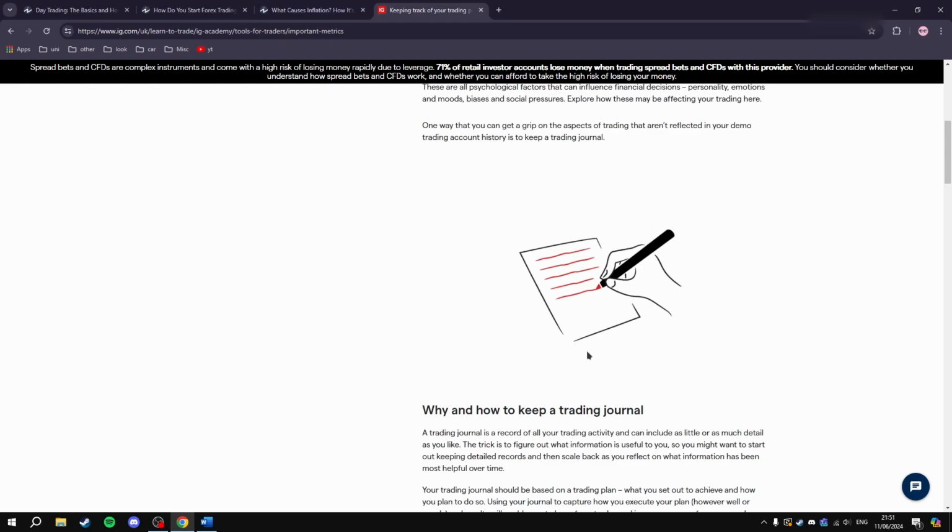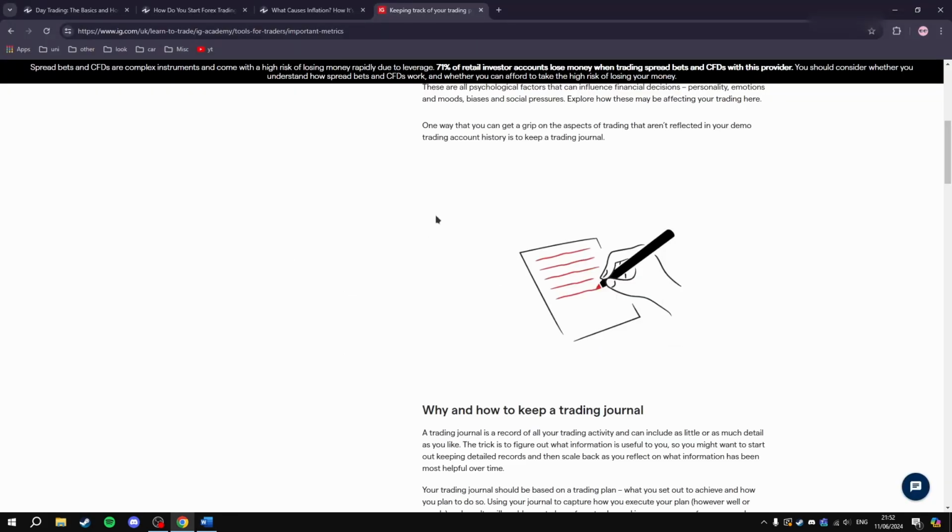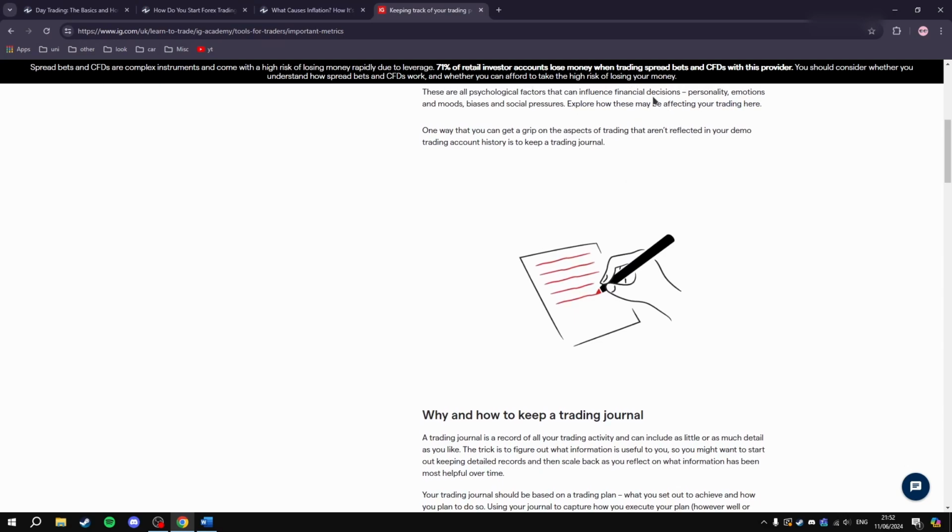These are all psychological factors that can influence financial decisions: personality, emotions and moods, biases and social pressures. Explore how these may be affecting your trading here.